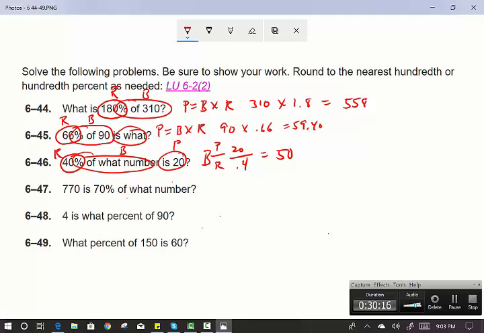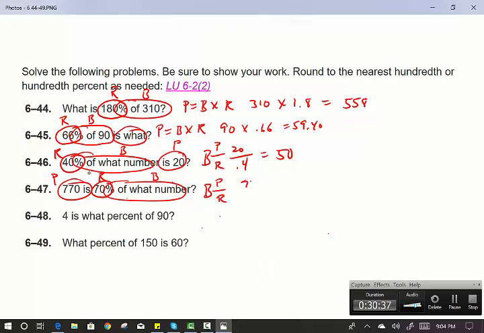Number 47, 70% is the rate because it's associated with the percent sign. The number associated with "is" or "equal" is your part. The number that follows "percent of" is your base. So we're going to solve for the base again, which is part divided by rate. And 770 divided by 0.7 after you move the decimal point 2 places to the left is equal to 1100.